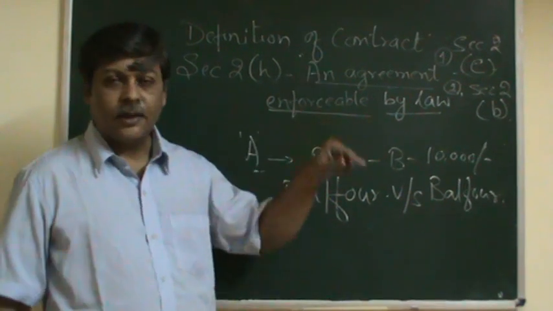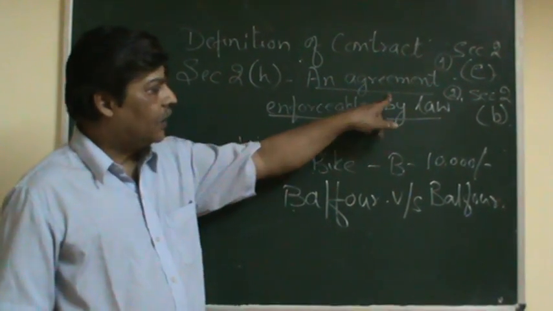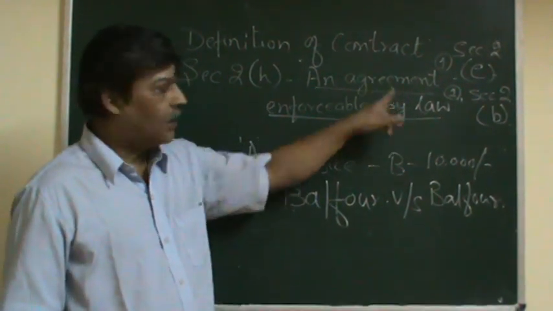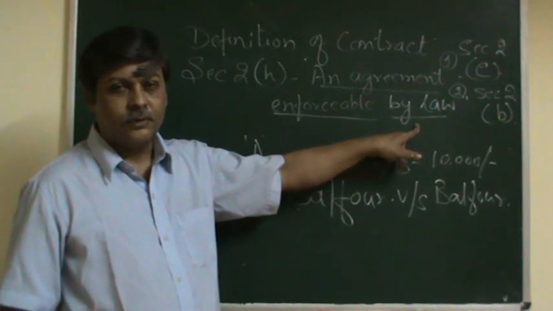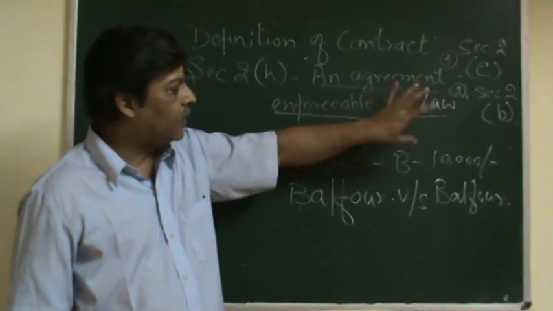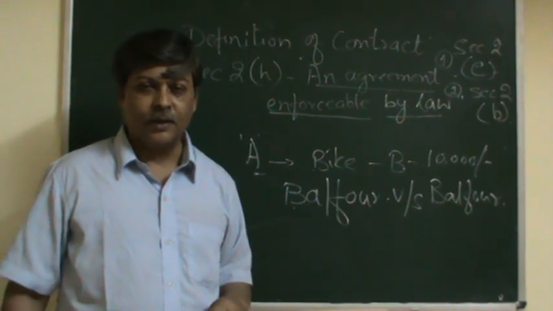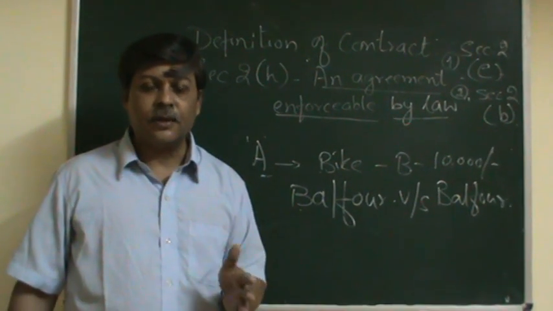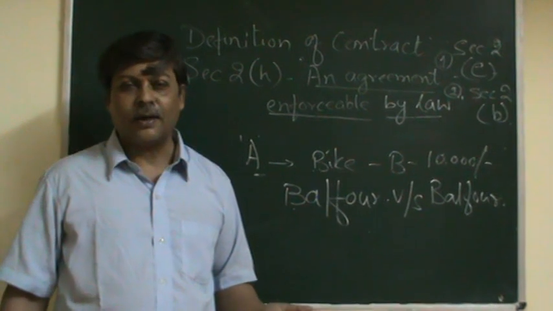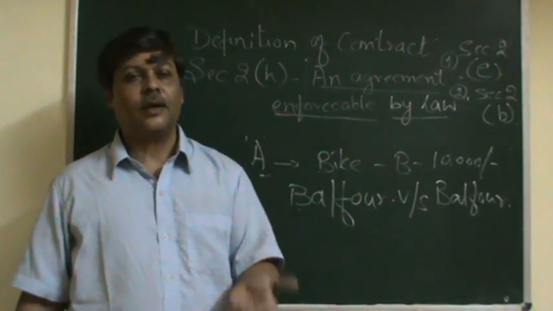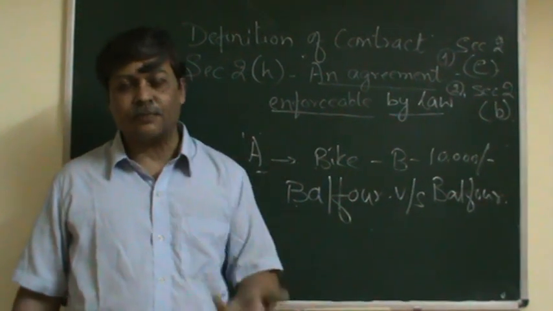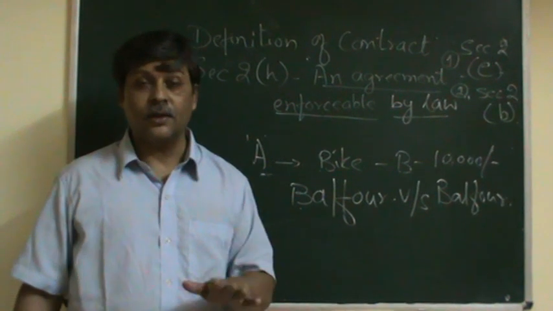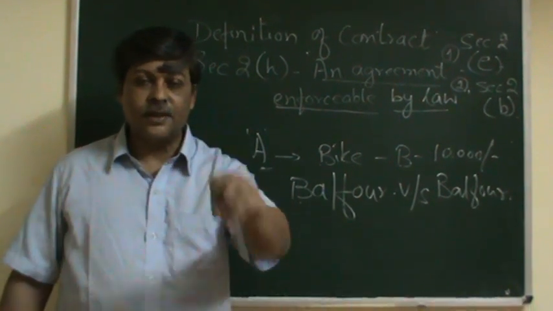So while understanding the definition of the contract, try to be very clear. I have divided it into two parts and analyzed it: an agreement enforceable by law. What is an agreement we have decided, and what is enforceable by law. In the same way I gave you the example. If the subject matter of the contract is forbidden by the law, it is not enforceable. The example I gave you, where one person agrees to kill another person, is not permissible in the court of law. Such examples you have to remember and quote.